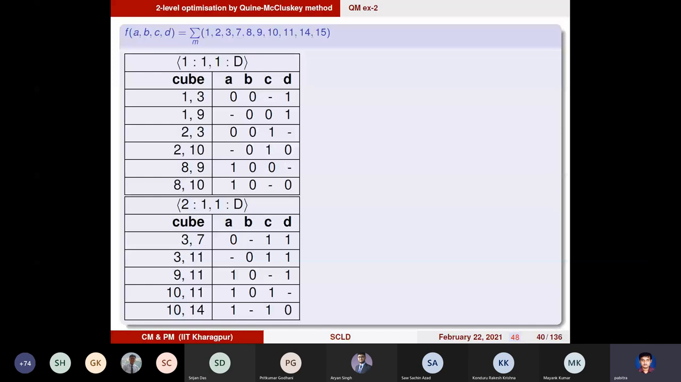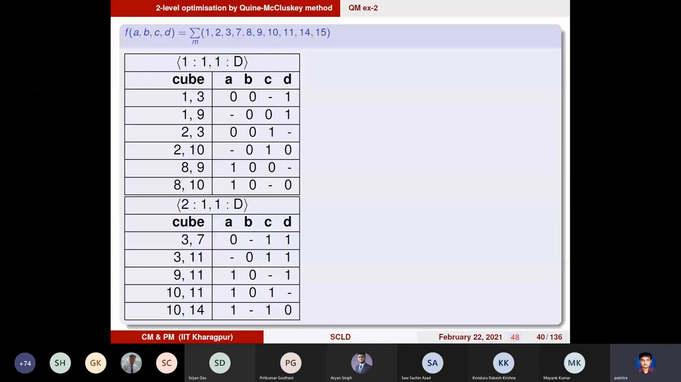All right. So 1 3 combines with 9 11. 2 3 combines with 10 11. One thing you said is that 8 9 combines with 10 11. Now we have smaller brackets, larger cubes. We have 1 3 9 11, which is 0 and 1, dash in other positions, and so on.